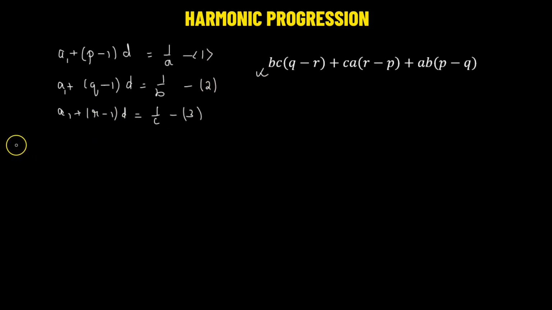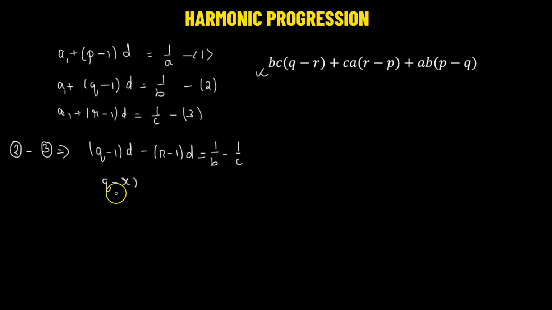So let's do one thing. First we will take equation number 2 and from it we are going to subtract equation number 3 such that we get Q minus 1 times D minus R minus 1 times D. So this will be equal to 1 over B minus 1 over C. So we get Q minus R multiplied by D. So this will be equal to C minus B divided by BC. Fine. Let's cross multiply. So we get BC times Q minus R equals C minus B divided by D. Well, we're going to label this as number 4.